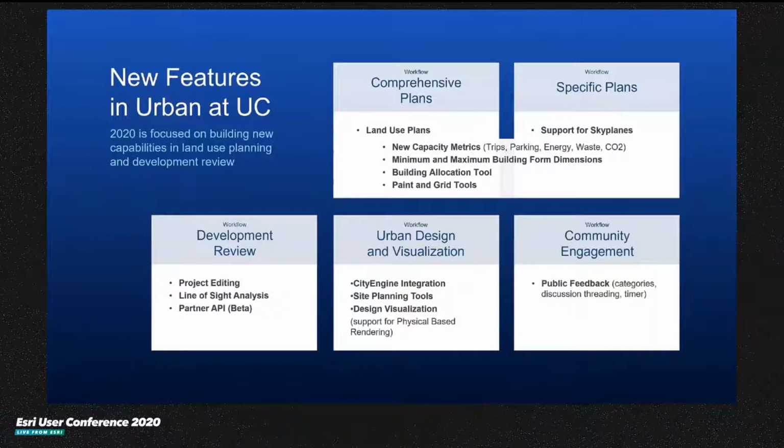New, as I mentioned, is the land use plan type, which was released in support of the comprehensive plan update process that many of our communities undergo. This has been coupled with additional capabilities in support of both comprehensive plans and specific plans, namely with new capacity metrics, which report on things like trips, parking, energy use, water use. We've also added improved building form dimensional controls and a couple of new tools. We've added a building type allocation tool, a paint tool, and a grid creation tool.